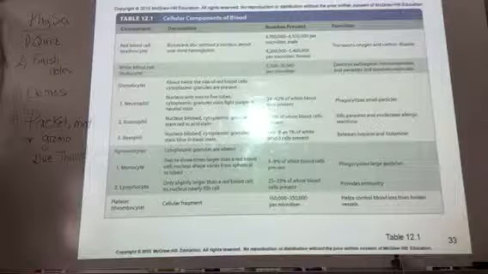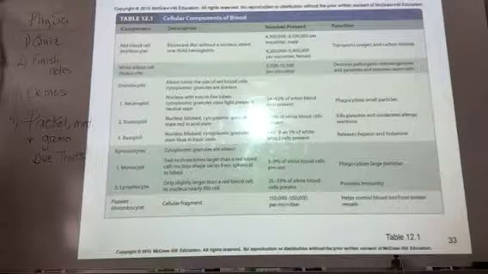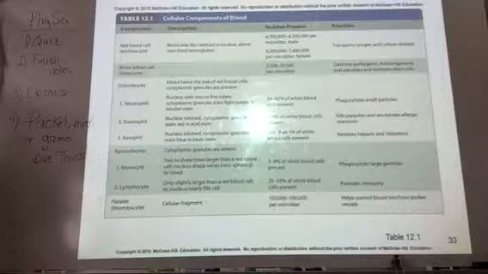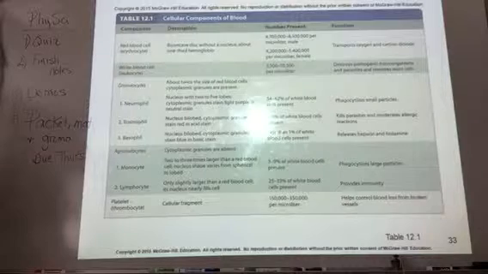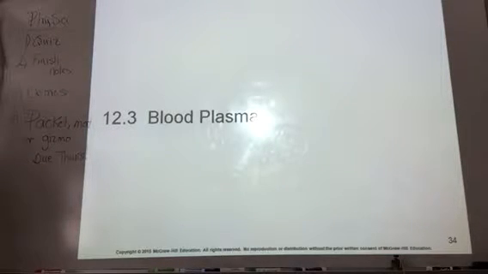And here's the table that breaks everything apart, gives you percentages, gives you their functions. Good thing to look at before the test later on. And that's where we'll stop.